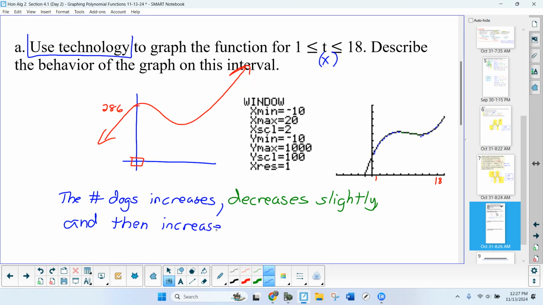Okay, something had us trailing off a little bit there in the middle. Did I describe the behavior of the graph over the interval from 1 to 18?